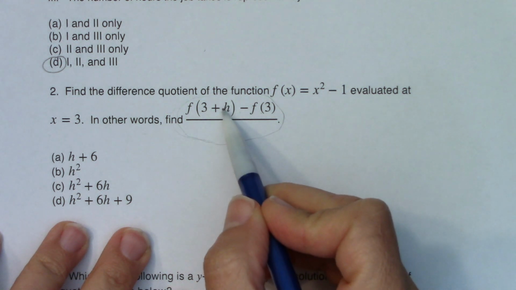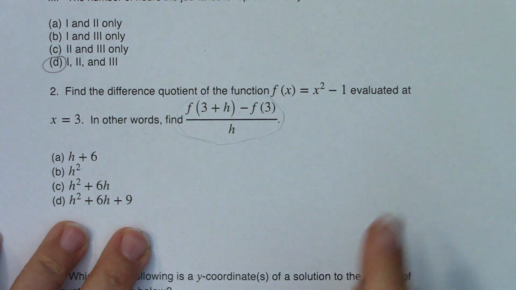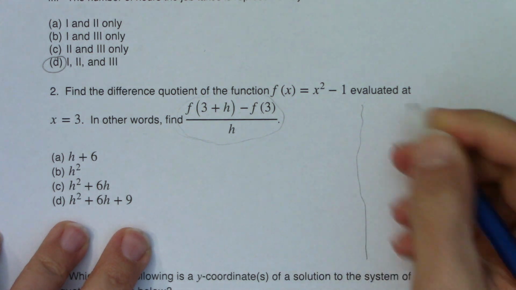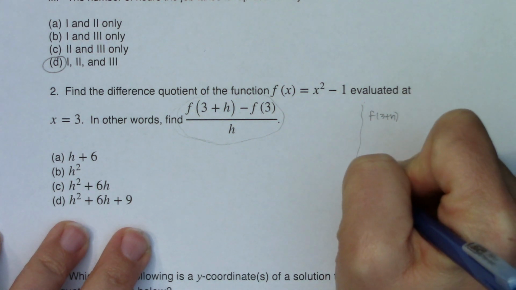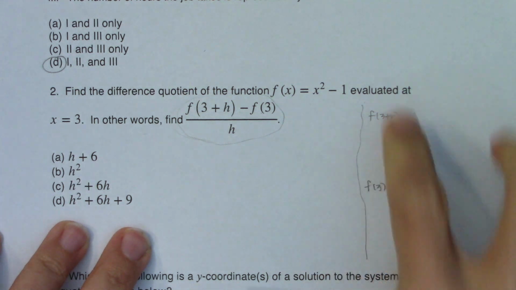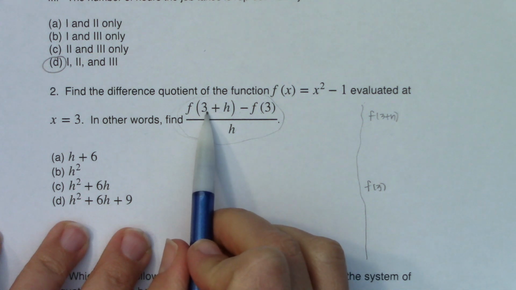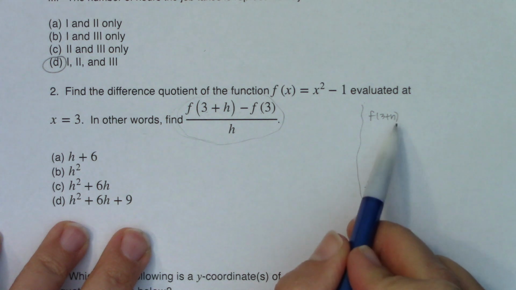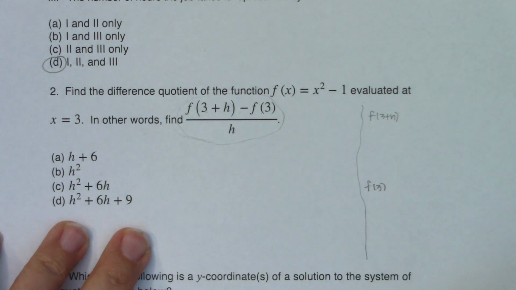So I'm going to do some side work. I'm going to find f of 3 plus h, and I'm going to find f of 3. I'm just going to do my side work off to the side here and make sure that it's in view. So let's find f of 3 plus h, and then let's also find f of 3. When I find these two things, whatever they are, I'm going to put them in the first position of this subtraction, and then I'll put them in the second position. So whatever f of 3 plus h is, I'm going to substitute it here. Whatever f of 3 is, I'm going to substitute it here.